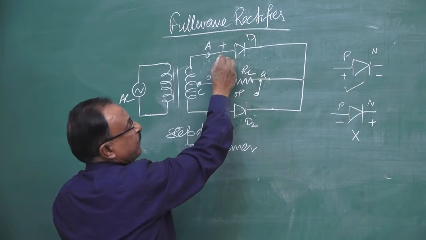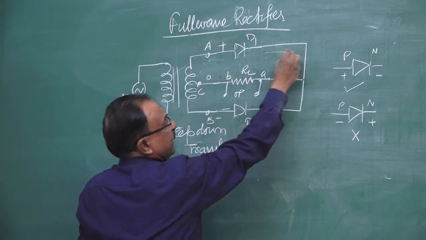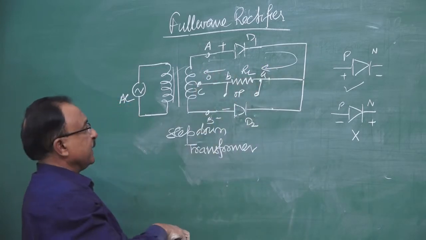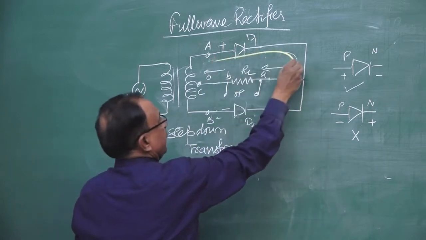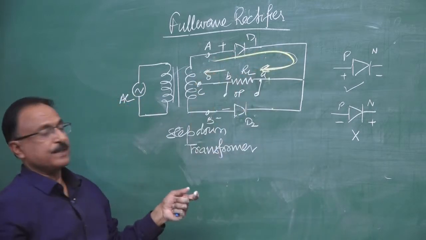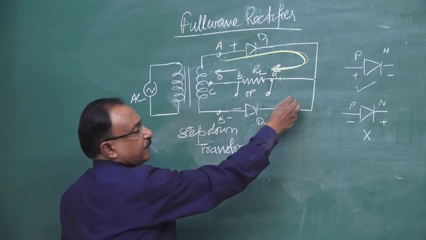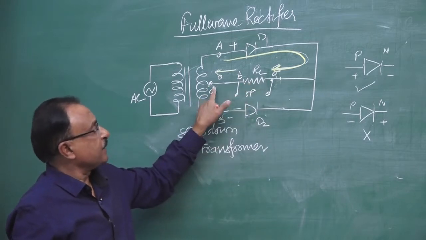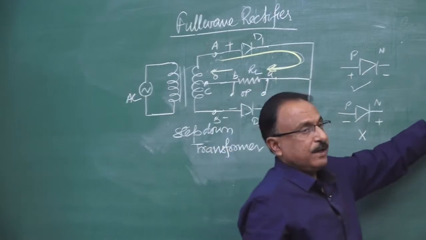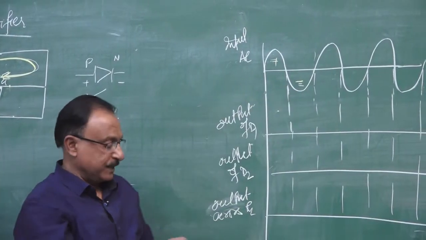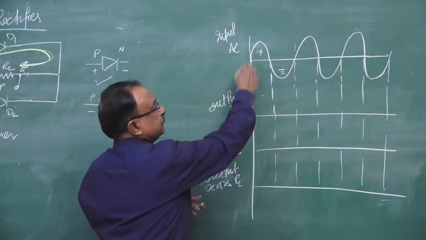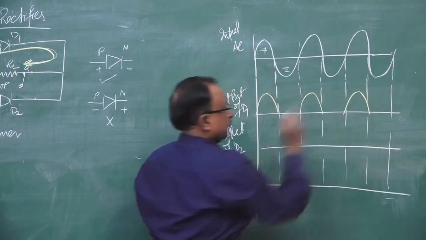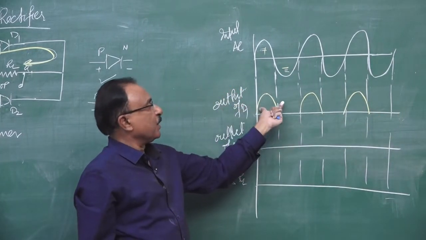Now when D1 conducts, how will the current flow? The current will flow from A through D1 to the resistance, from A to B, and back to the circuit. That will be the direction of the current. The current flows this way in the upper half of the circuit across the load. In the other half, there is no current flow. So we get the current across RL only for the positive half cycle of input AC. It is just like this. The diode D1 gives the current.